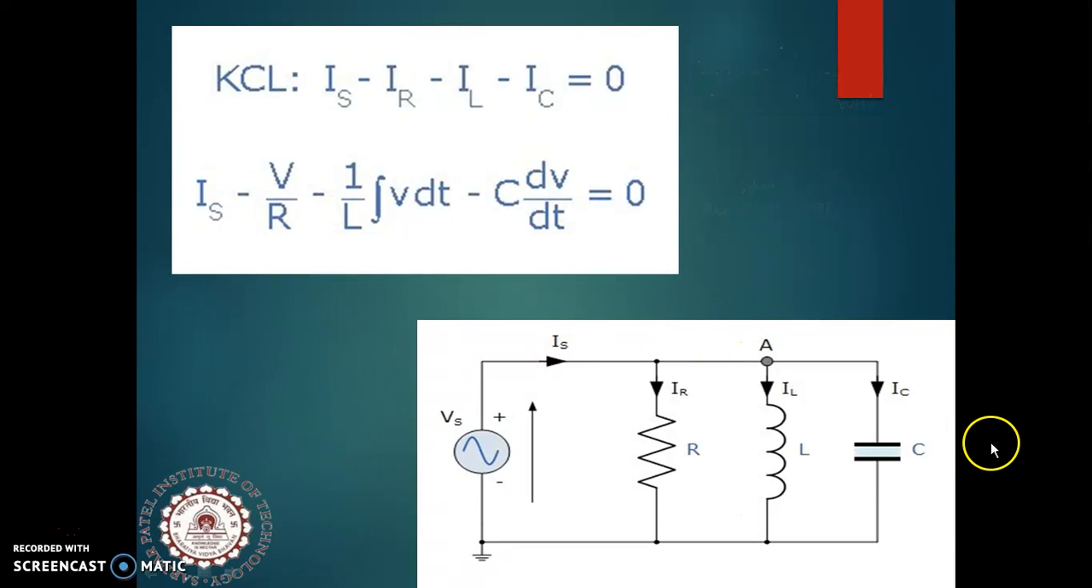Now applying KCL at node A to the circuit shown here, we get Is minus IR minus IL minus IC equal to 0. Now IR is replaced by V by R, IL is 1 by L integration of V dt, and IC is equal to C dV by dt.